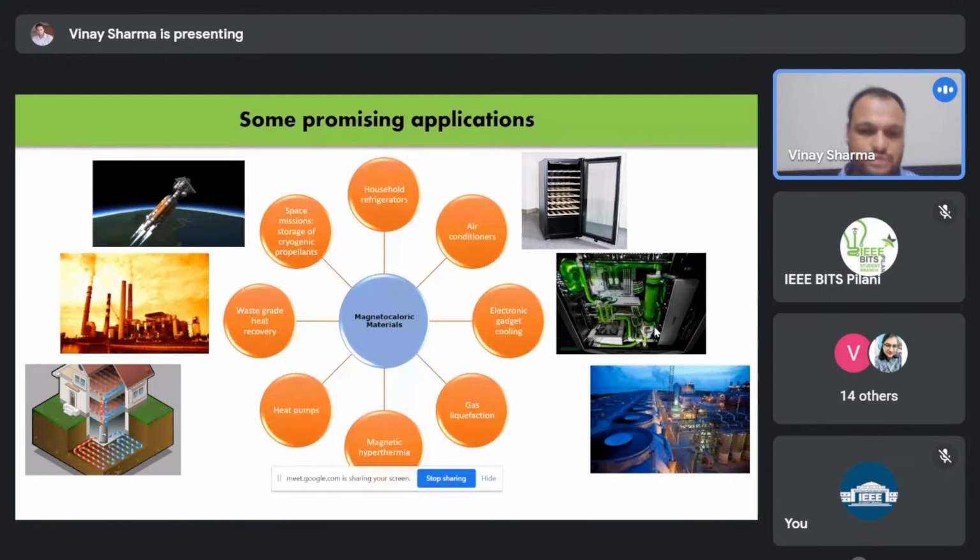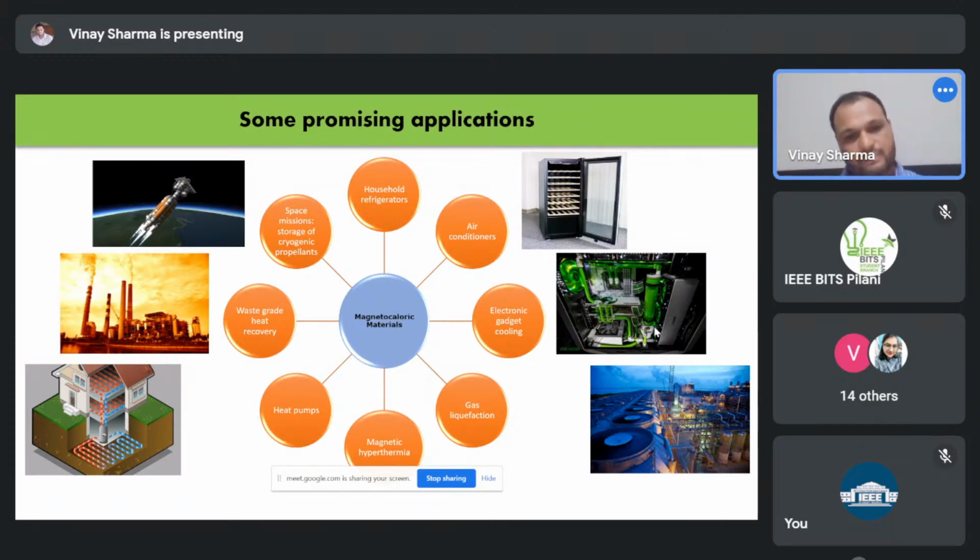Nobody is going to use this heat. So I'll show you later that this magnetocaloric material can be used to make a device which can cool down a laptop. And actually we have cooled down the laptops as well as mobile phones in our lab. So a lot of industrial interest is there.